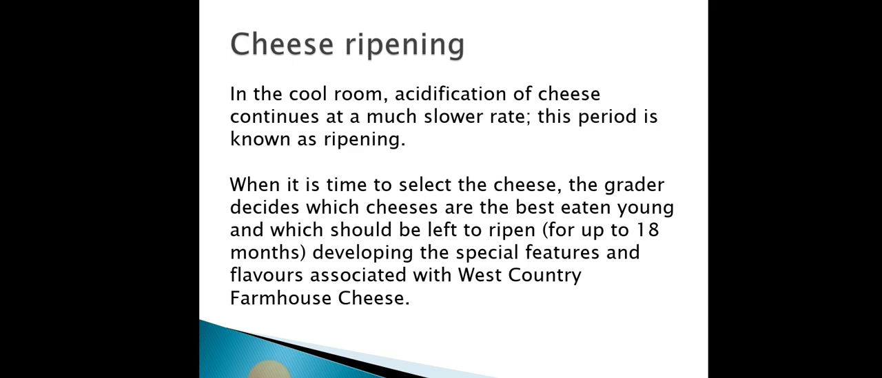Now the next process within cheese production involves cheese ripening. In the cool room, the acidification of the cheese continues at a much slower rate, and this period is called the ripening process. When it is time to select the cheese, a grader decides which cheeses are best eaten young and which should be left to ripen. On that basis, there are different types of cheeses according to the ripening period.